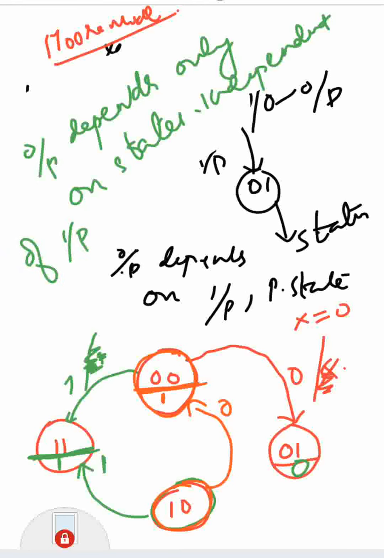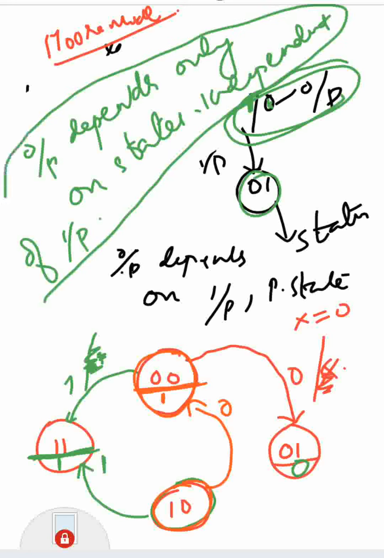Whereas in the case of Mealy model, this is the way we represent output. This is output. Output depends on present input, present state, etc. So this is the main difference between Mealy and Moore model. In the case of Moore machine, output depends only on the states. It is independent of the input. We will be representing the output on the state itself. This is the normal way to represent.